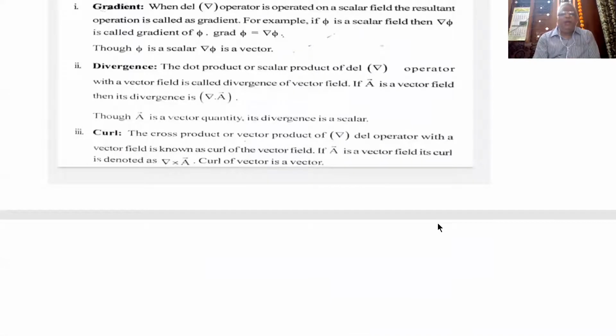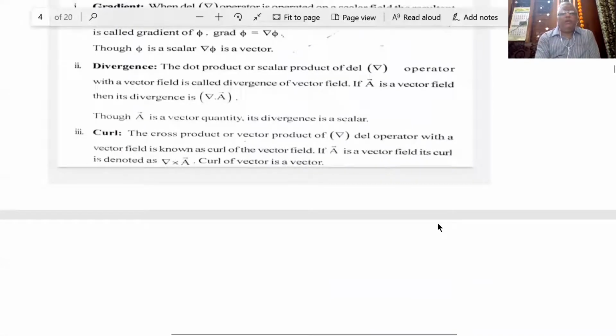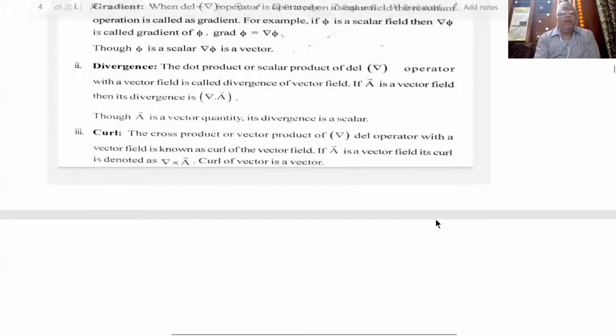When a del operator is operated on a vector, or the dot product of del with a vector field, it is called the divergence of the vector field. If A vector is a vector field, then its divergence is called del dot A. Though A is a physical vector quantity, its divergence is a scalar.